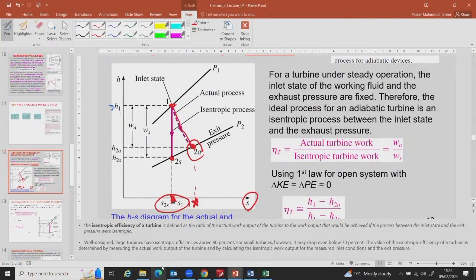Now, if my turbine works in reality, the actual turbine work is H1 minus H2A. So this is the distance. This is the actual work, WA, I'm writing here. If it could work isentropically, which only happens on paper, the work is H1 minus H2S, this length. And this is WS. The ratio of these two is called turbine efficiency. Now, you understand that WS is bigger than WA. That's why this is always less than 1. Okay?